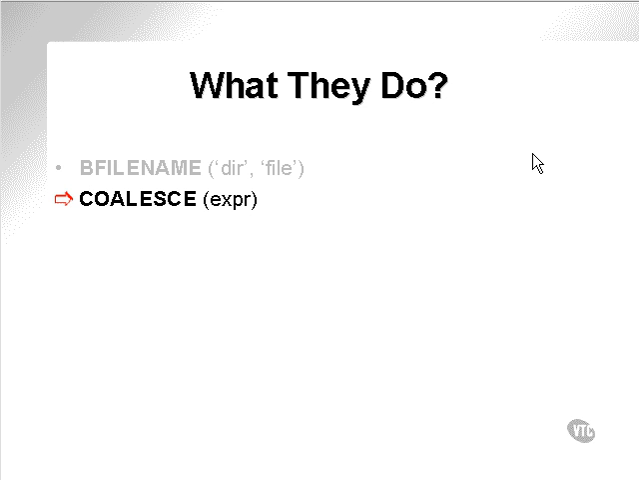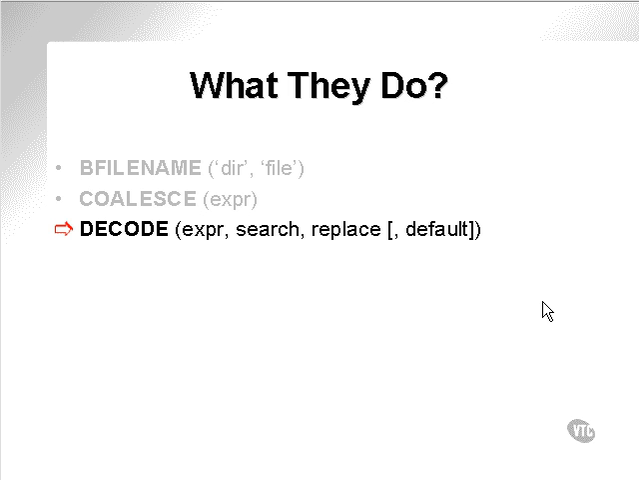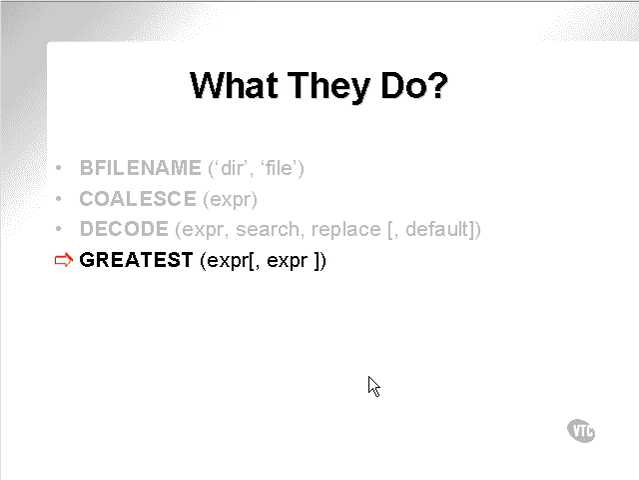Enough about the files. The coalesce function. Coalesce will simply coalesce all nulls out of a query or an expression. Decode. Decode is like a case statement. It allows you to change one value to another. The best way to explain decode is by example, so we'll get to that in a minute. Greatest returns the largest value in a list of expressions. Least does the opposite.